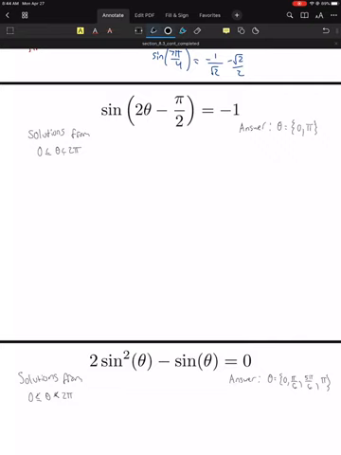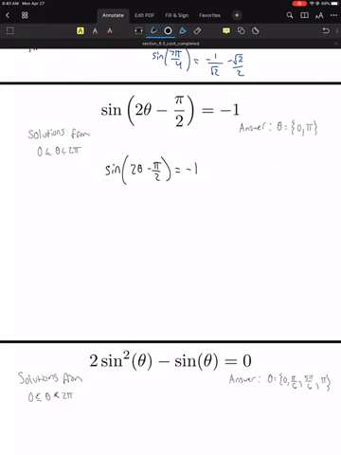The sine of 2 theta minus pi over 2 is equal to -1. Okay? So, again, I want the solutions from 0 to 2 pi, and it turns out that the answers are 0 and pi. So I'll rewrite this in my own handwriting down here. Sine of 2 theta minus pi over 2 is equal to -1.